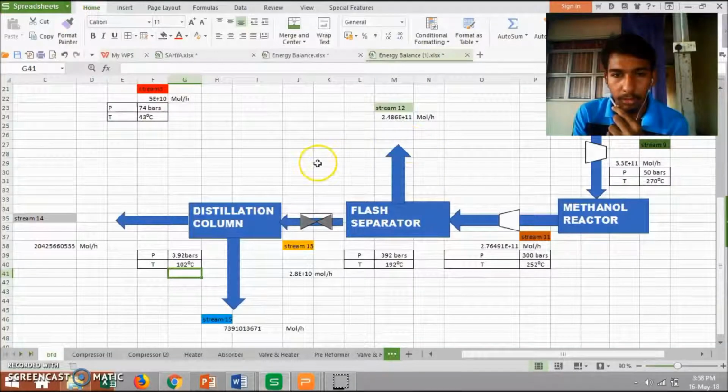BFD for the flash separator. As you can see in this flow diagram, the inlet of the flash separator is the product of methanol from the methanol reactor unit. As the methanol reactor and the flash separator units have different pressures, we need to put in a compressor. The function of the compressor in this part is to increase the pressure from 300 bars to 392 bars. Now I will explain in detail regarding the flash separator unit.